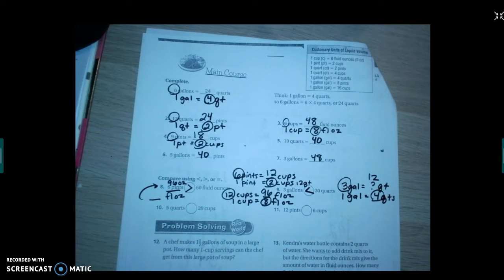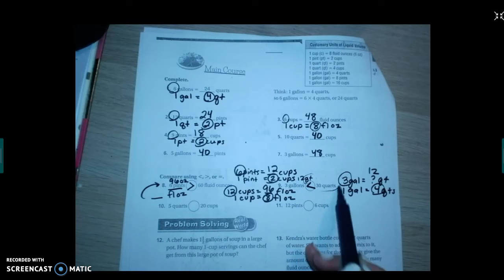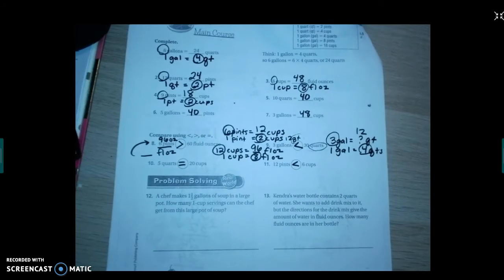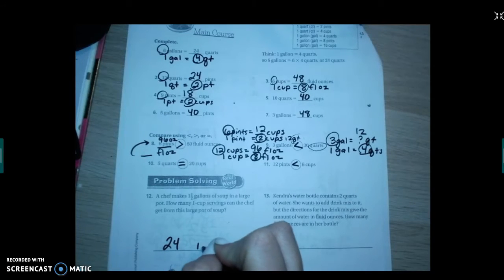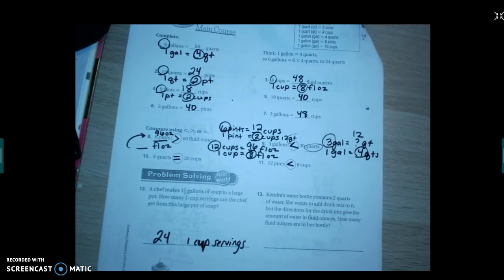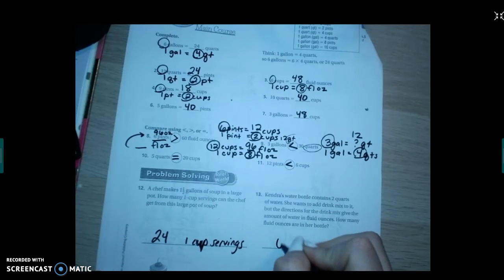You see how I did that? You just have to get it to where they have the same unit. So go ahead and try numbers 10, 11, 12, and 13. Okay, so number 10 is equal, number 11 is less than, number 12 is 24, 1 cup, servings. And number 13 is 64 fluid ounces.